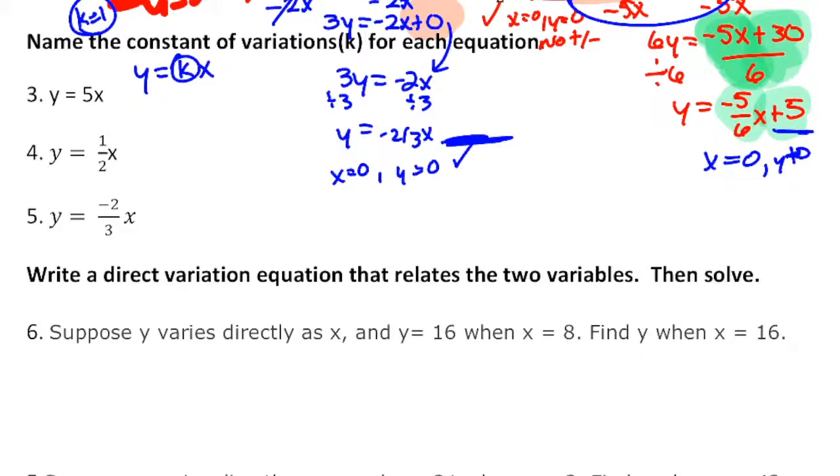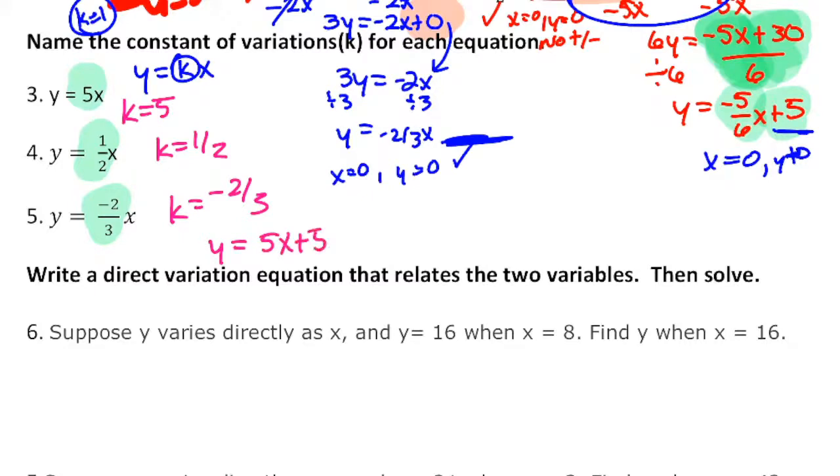All right, here we go. For this first one, k should equal 5. For the second one, k equals 1/2. For the third one, k equals negative 2/3. Those are so easy. It's literally just a number in front of x. The catch, though, is make sure that the thing that you're supposedly finding a k for, you can actually find a k for. Because if you had something like this, and they said find k, and you said, oh, it's 5. No, it's not. These two variables are not directly related, so you have no k there.